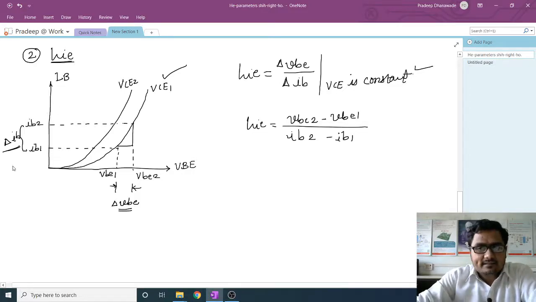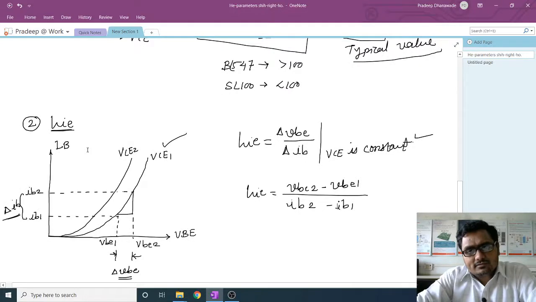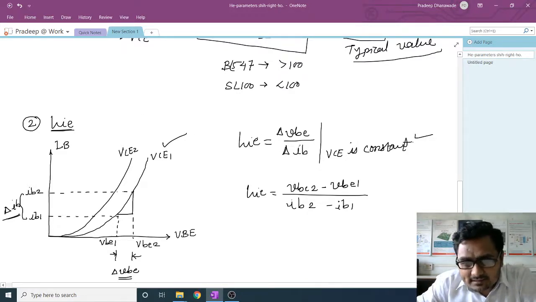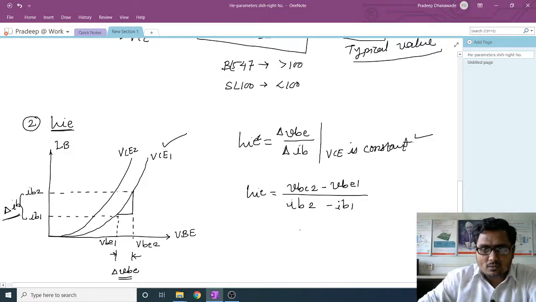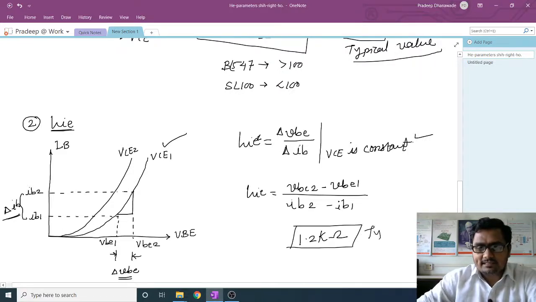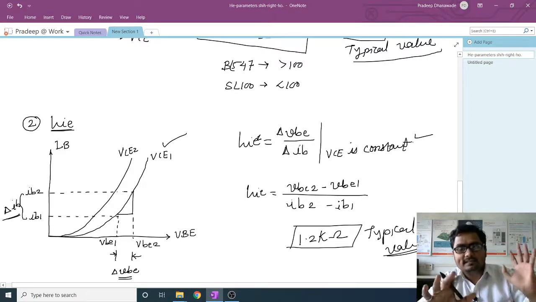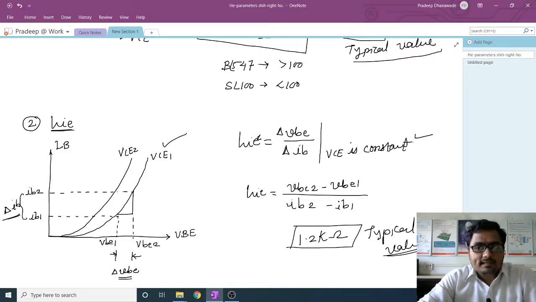See, like HFE, we have written a typical value. So for HIE also we have a typical value. So what is the typical value for HIE? It is 1.2 kilo ohm. 1.2 K is a typical value. Let me write it here. Typical value. So 1.2 kilo ohm is the typical value for HIE. So this is how I can find the value of HIE.